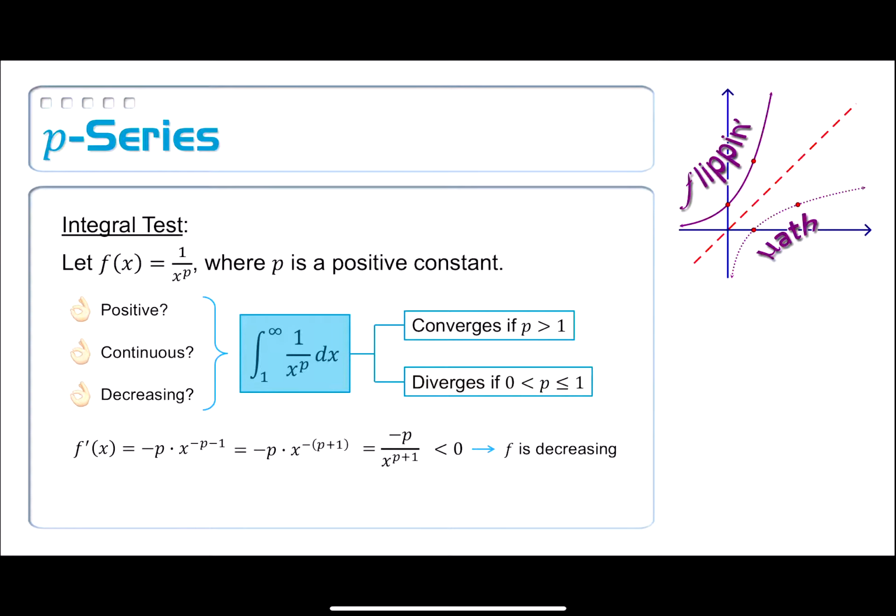Of course, a difference between this test and the other test is that if your geometric series' common ratio was equal to 1, it actually diverges. And your common ratio can also be negative. Here, your p cannot be negative.